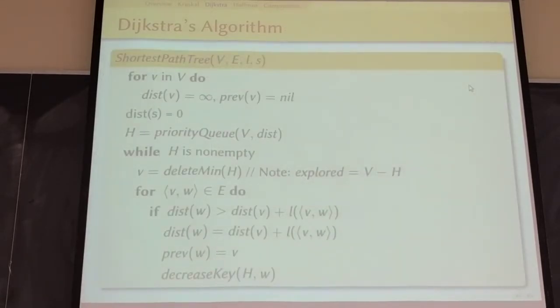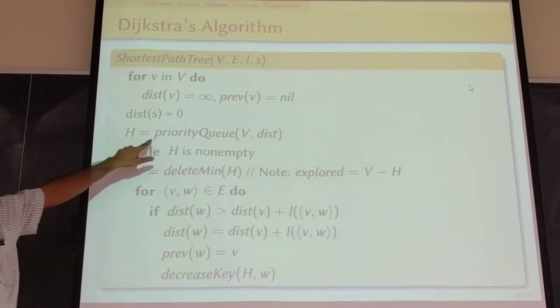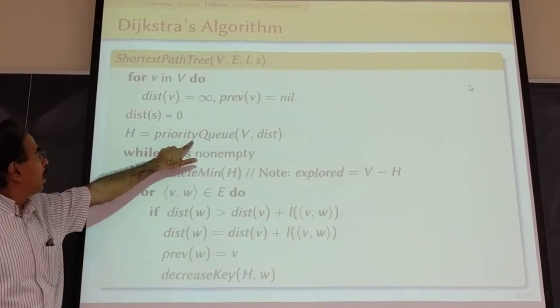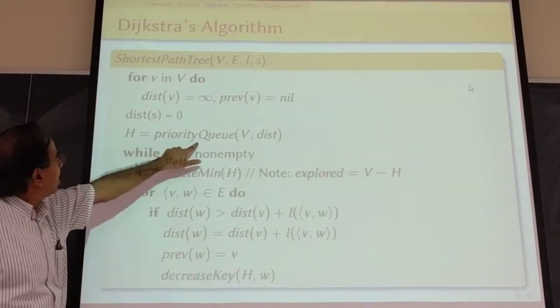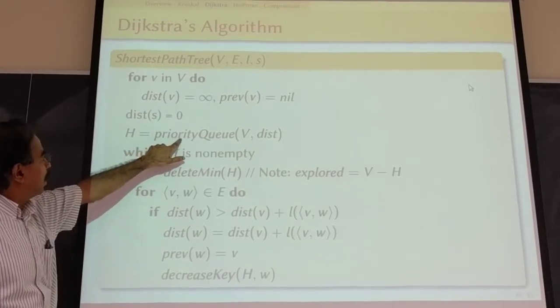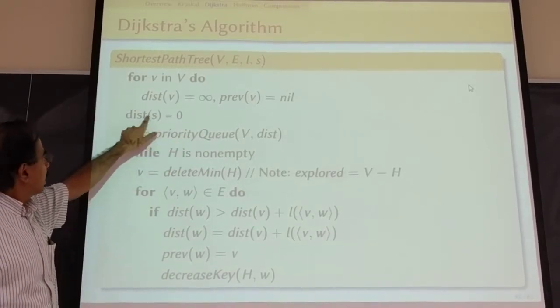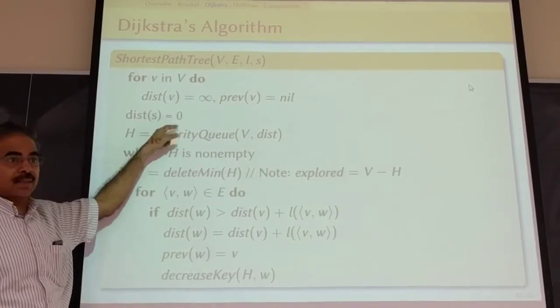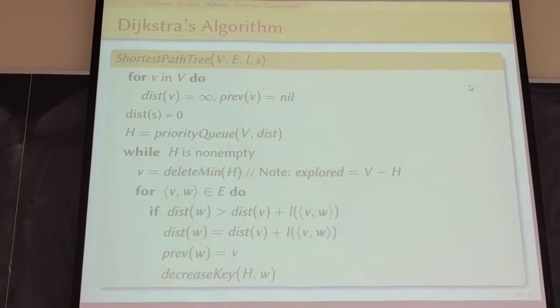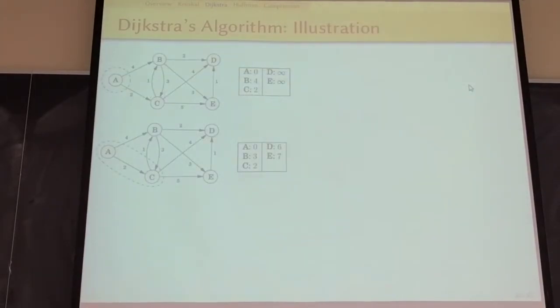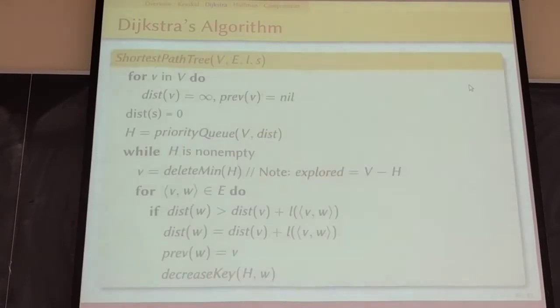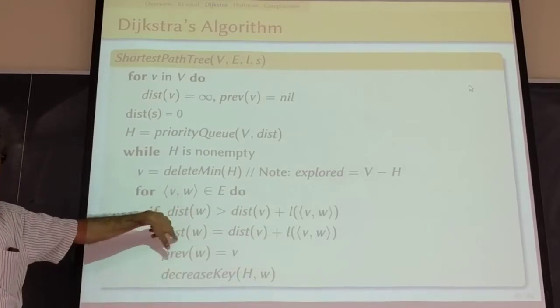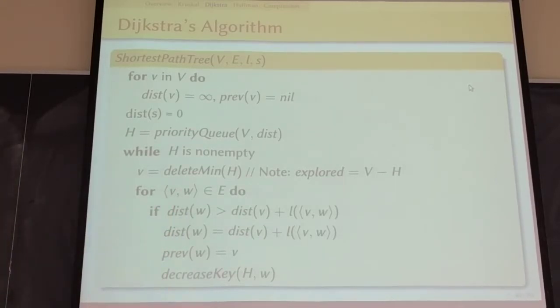So you're going to delete the minimum from the queue because A is the only one that has a 0 cost. So the minimum is going to be A. So you're going to delete A from there, and then you're going to update the cost of the neighbors of A. So that's what we do here. Whatever element is deleted, its neighbors' costs are updated, if necessary.